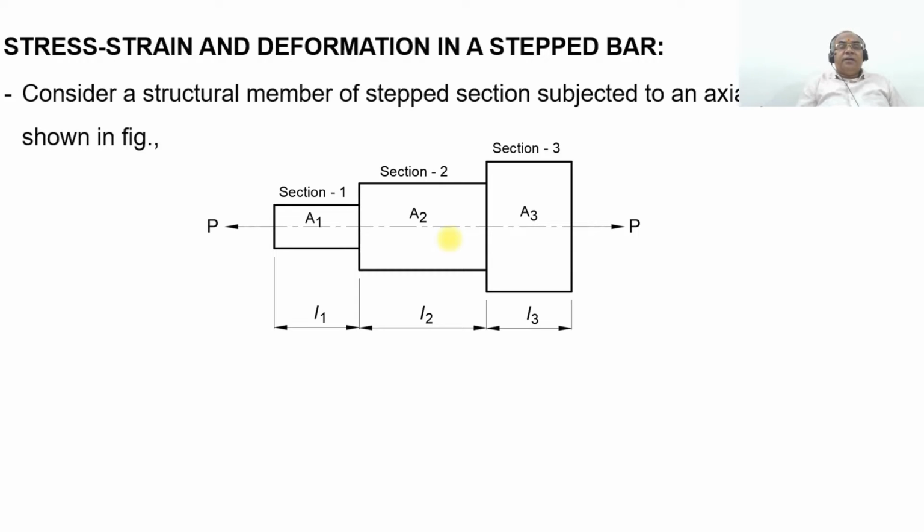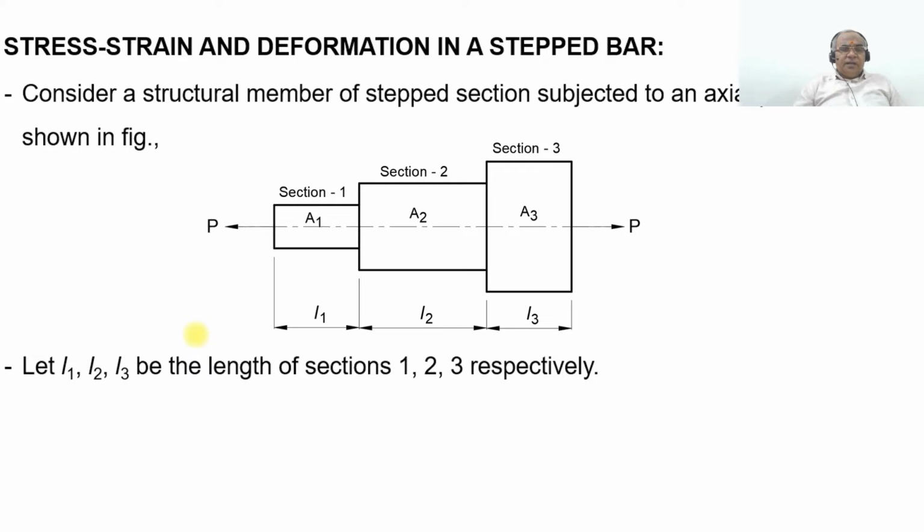Now, in this video, we are going to discuss the stress, strain and deformation in a stepped bar. Consider a structural member of a stepped section subjected to an axial pull, as shown in the figure. This structural member has section 1, section 2 and section 3, with A1, A2 and A3 as the different cross-sectional areas and L1, L2, L3 as the lengths of the sections, and an axial load P applied over the entire section.